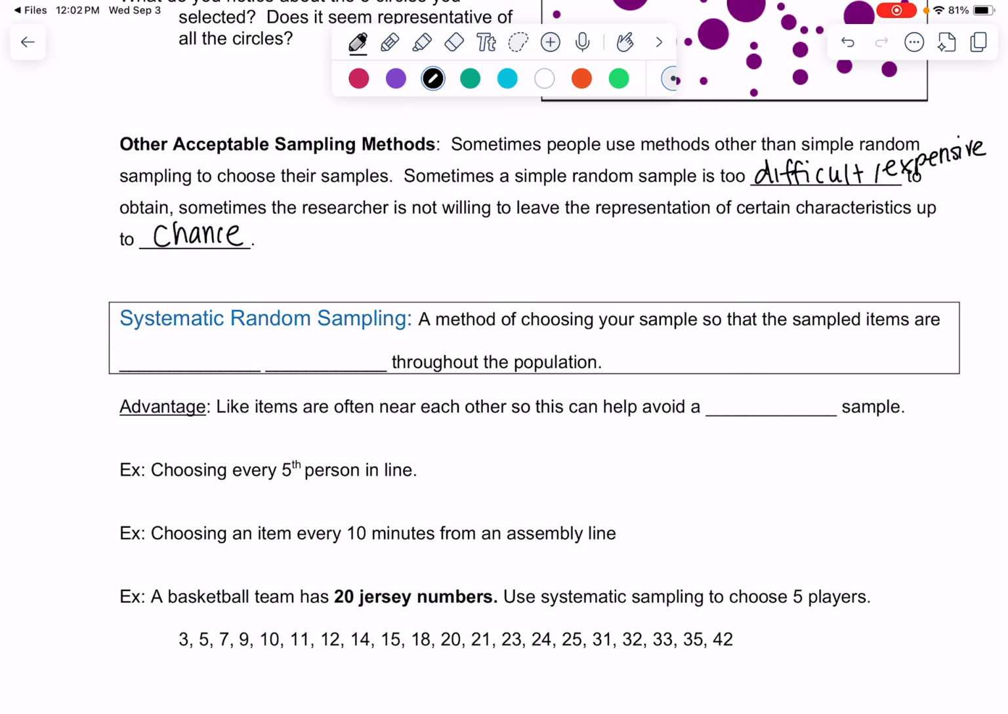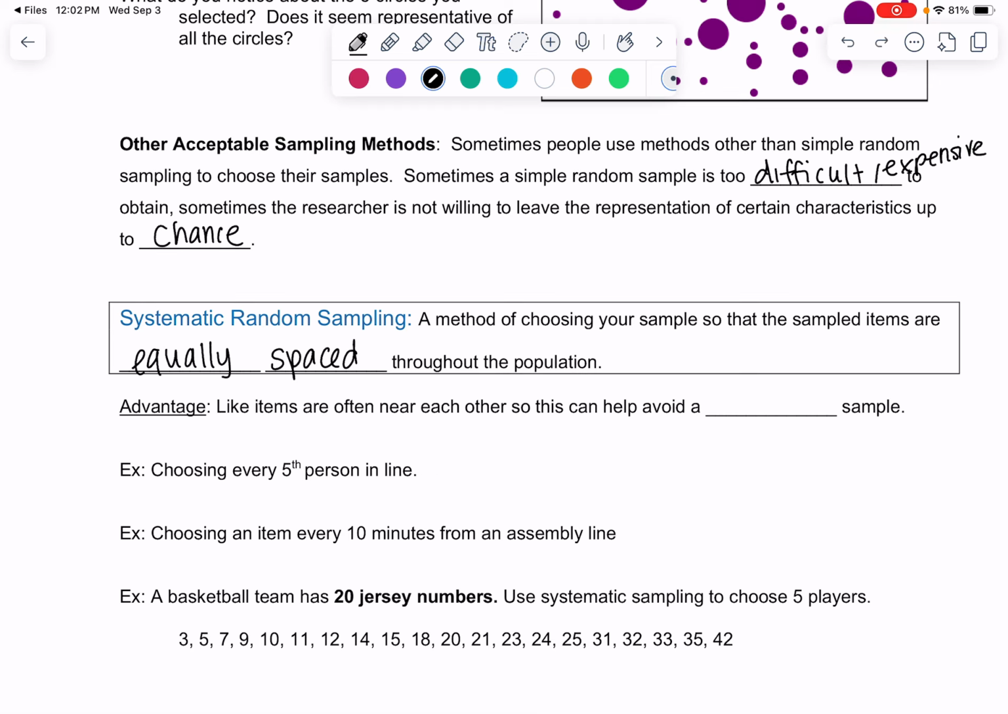So we're going to start with systematic random sampling. This is where you choose things that are equally spaced throughout your population. It's still random, but rather than having a random number generator where you could have a number 1, 2, 10, 20, right? They're just random numbers. We just have like every fifth item, every fifth person in line. So if people are in line, we just pick every fifth person.